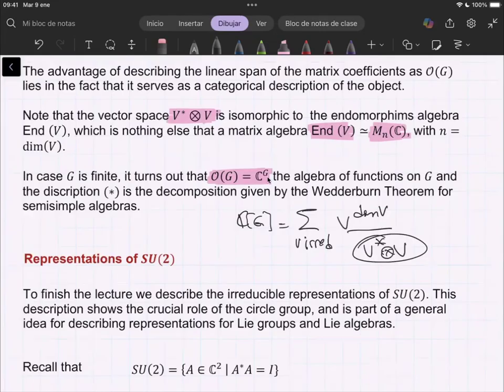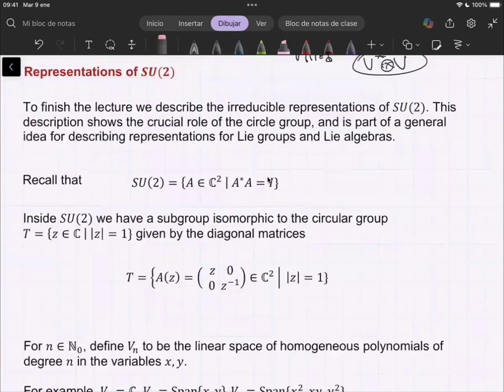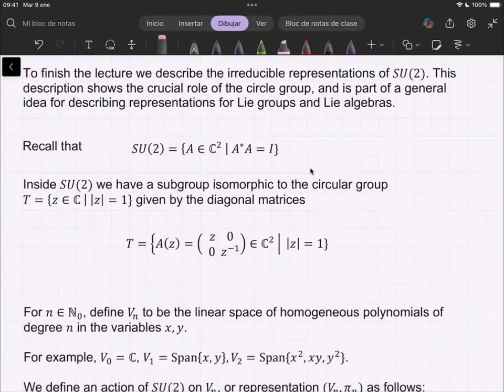I have negative time, so I'm trying to give you the idea of how we can describe representations of a concrete group. So SU2 is the set of unitary matrices of 2 by 2. We want to describe the irreducible representations of SU2. These are very important in physics, so they have names. Right? So how do we find the irreducible representations?